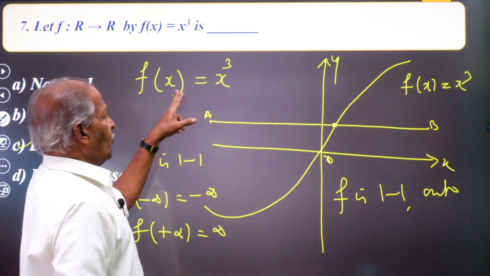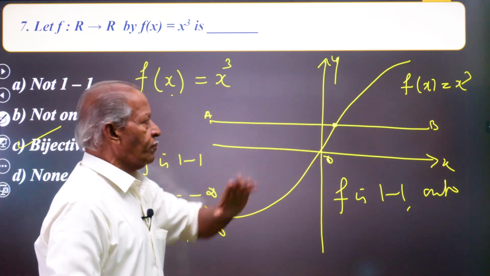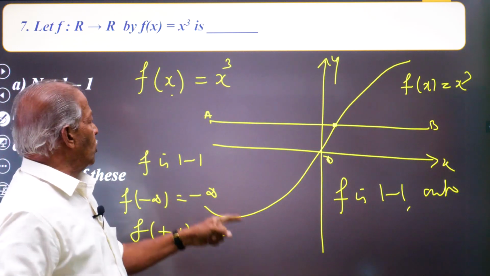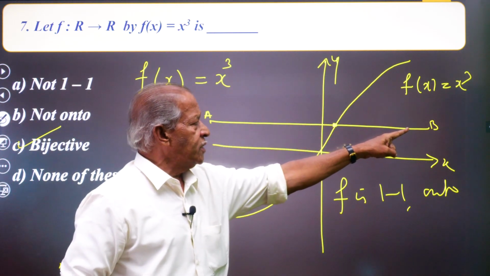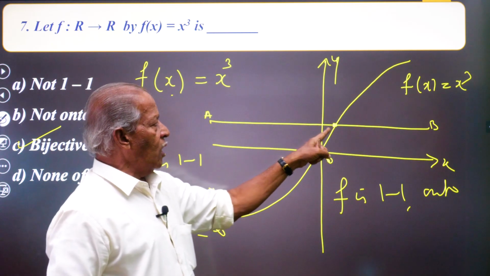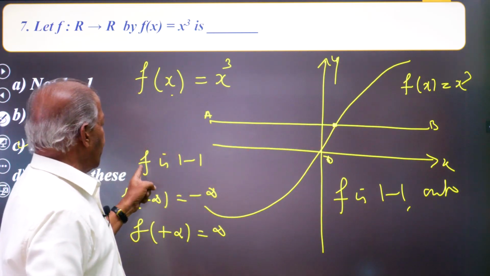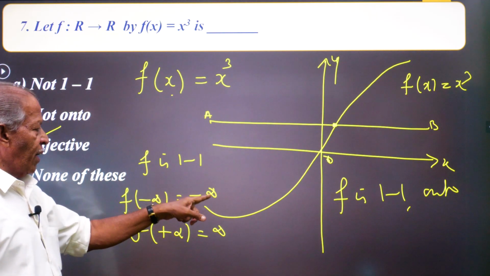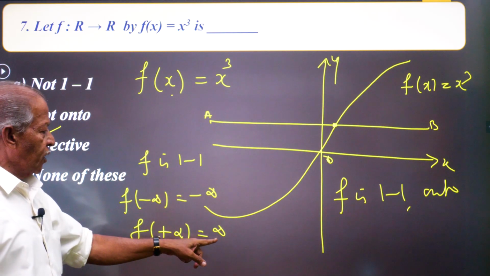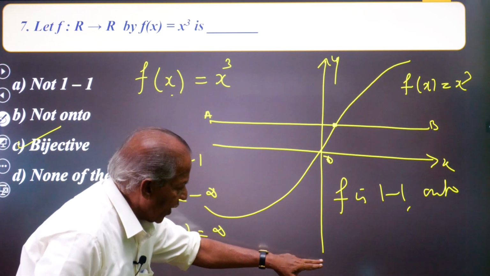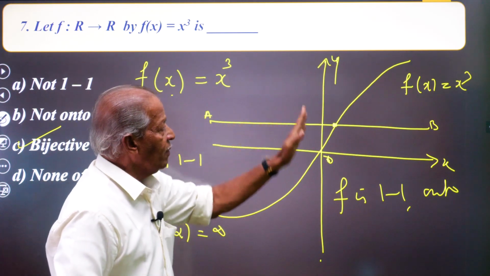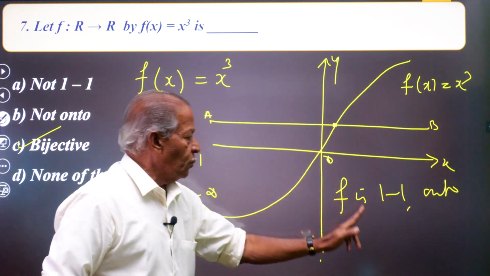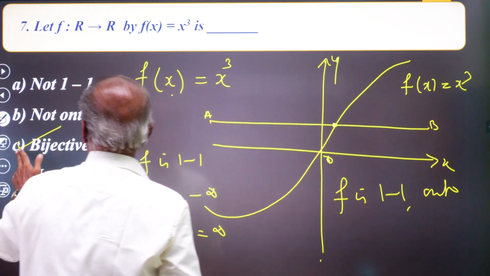Look here, f of x equal to x cube. The graph I am drawing is f of x equal to x cube. In order to check whether it is 1-1 and onto, draw a straight line AB parallel to the x-axis. It cuts the curve at one point. Therefore, automatically it is 1-1. To check onto, f of minus infinity equals minus infinity, f of plus infinity equals infinity. It takes all values from minus infinity to plus infinity, so the corresponding pre-images are available. Therefore, it is both 1-1 and onto. The correct answer is C.